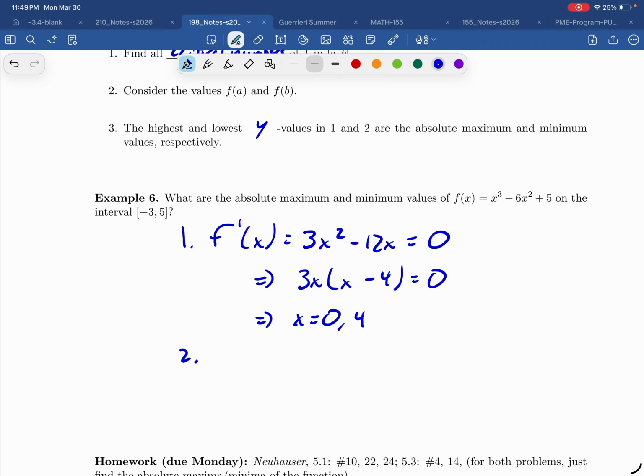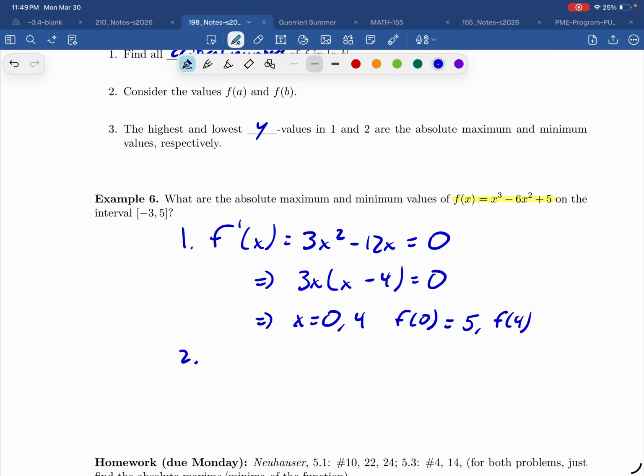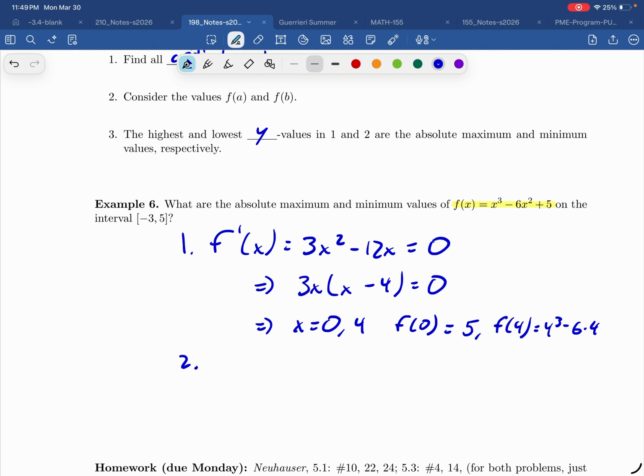And while we're at it, let's just note that f of 0 is going to equal what? 0 cubed minus 6 times 0 squared plus 5 equals 5. F of 4, it's a little gross. 4 cubed minus 6 times 4 squared plus 5 equals, this is 64 minus 96 plus 5. I think I'm getting negative 27.